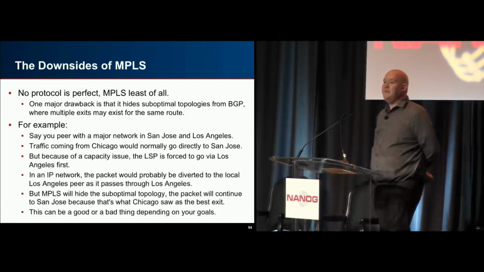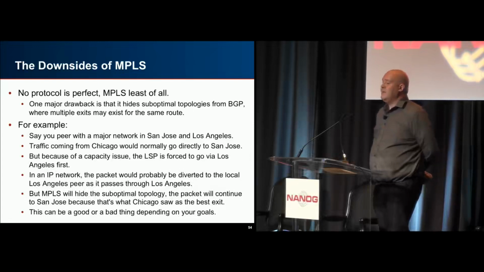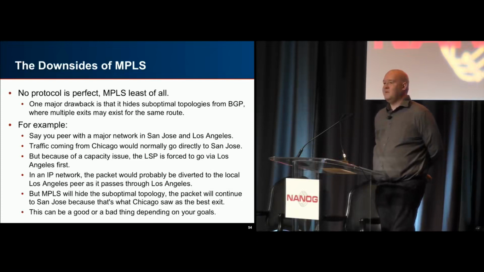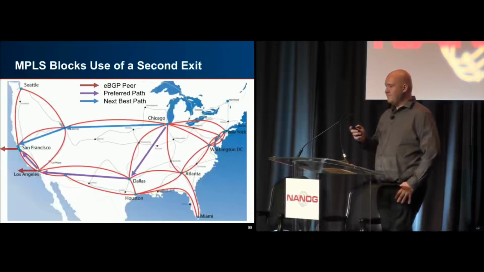If you were in an IP network, what would happen is it would go to LA, and then it would go to the LA peer, and you would move to the closest exit. In an MPLS network, that's hidden. The BGP part of it, the part that says what is my IGP metric, what is my best path of these two paths, doesn't know about this change. And that can either be a good thing or a bad thing depending on your goals.